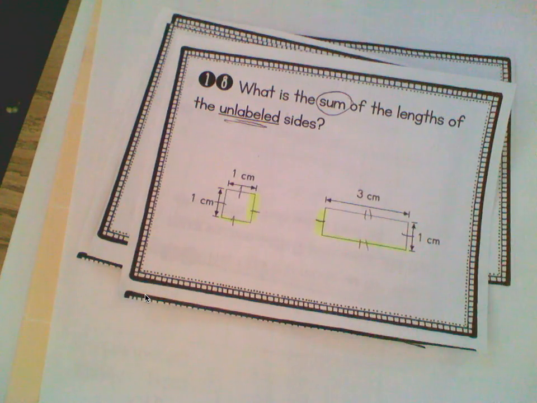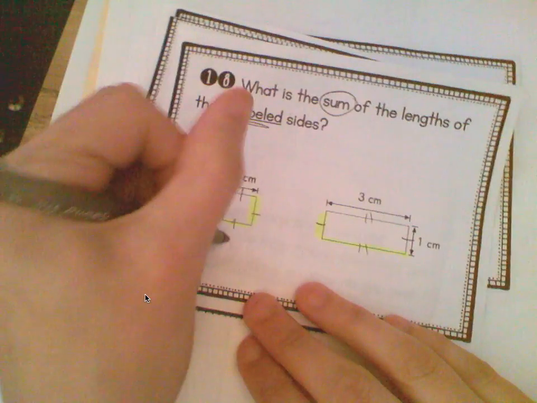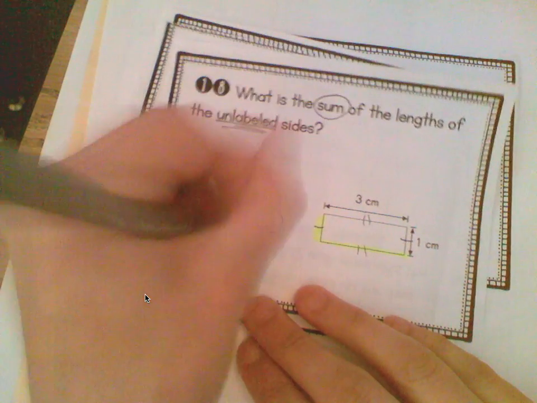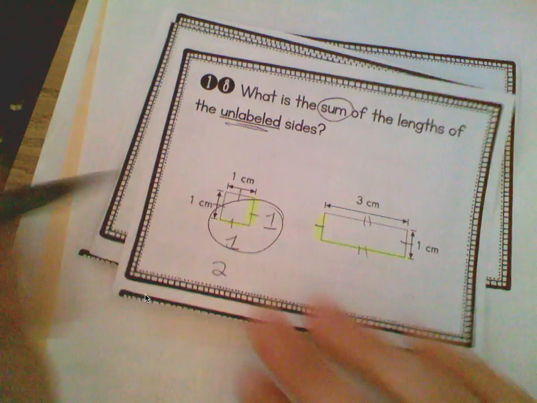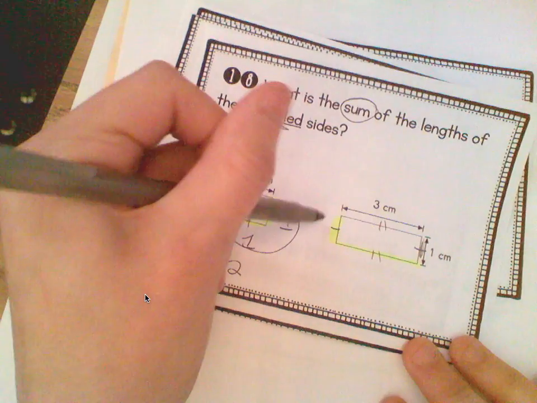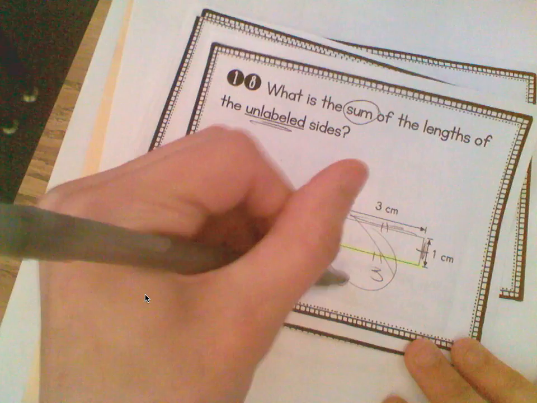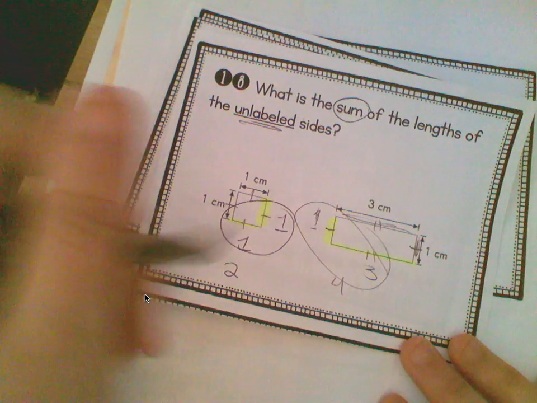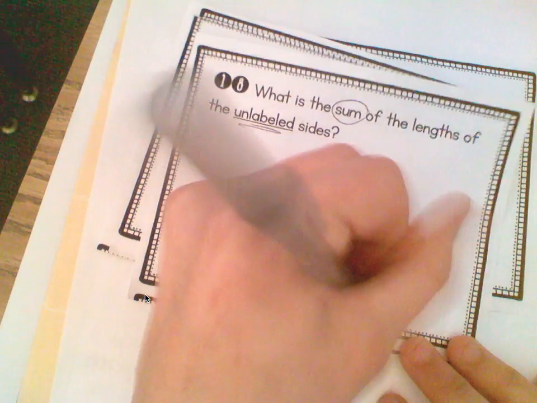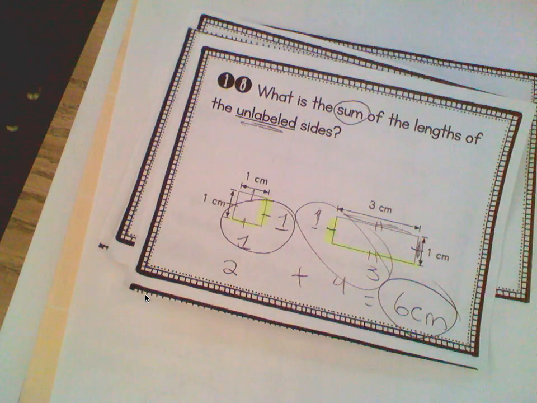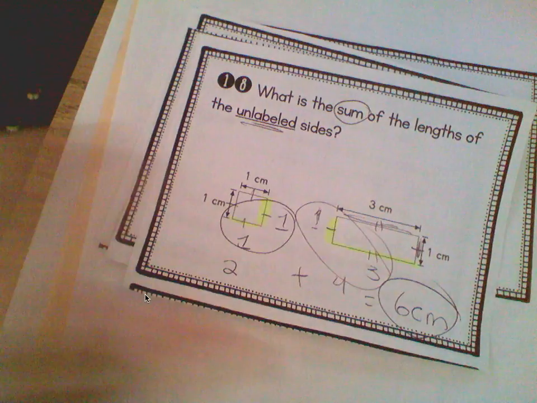Unknown means not labeled, so that means not labeled sides. If this is a square, I know that this is 1 and this is 1. So right now, I have 2. Over here, if this side's 1, I know this side is 1. And if this side's 3, this side is 3. 3 plus 1 is 4. But I want the sum of both of those, so I'm going to do 2 plus 4. My answer is the sum would be 6 centimeters. That's the sum of the unknown sides.